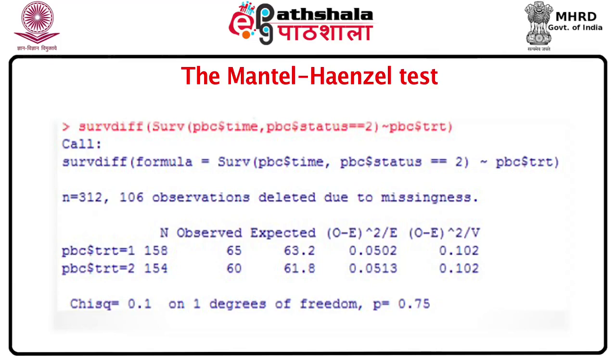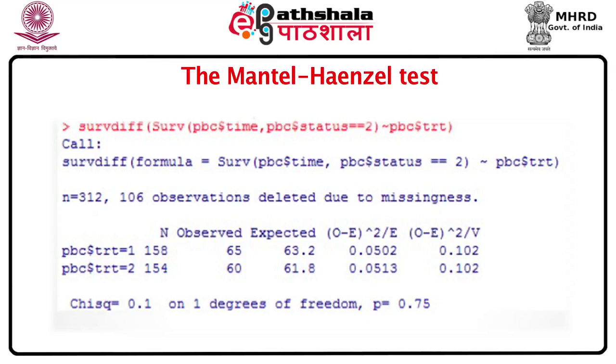So here is how the Mantel-Haenszel test can be done in R using the survdiff function. I should mention here that just like we create LM objects for studying linear models, LME objects, GLM objects, there is also something called a Surv object, and that is what is indicated here by the syntax Surv(PBC$time, PBC$status equal to 2). We shall look at many more examples of this, and I hope you will be familiarized with the syntax and the concepts at the end of this.